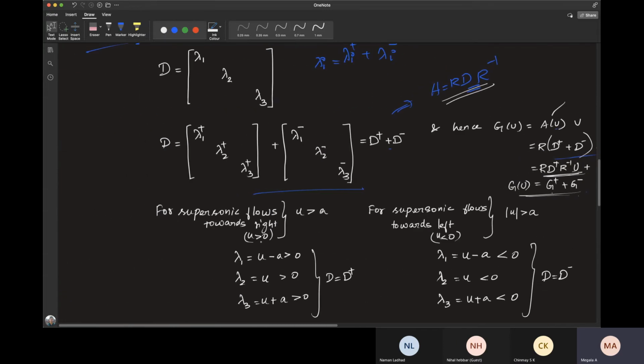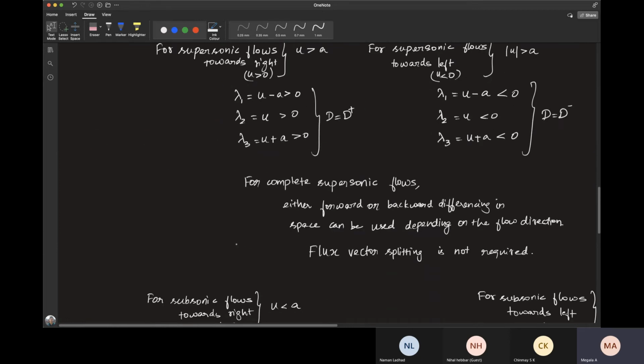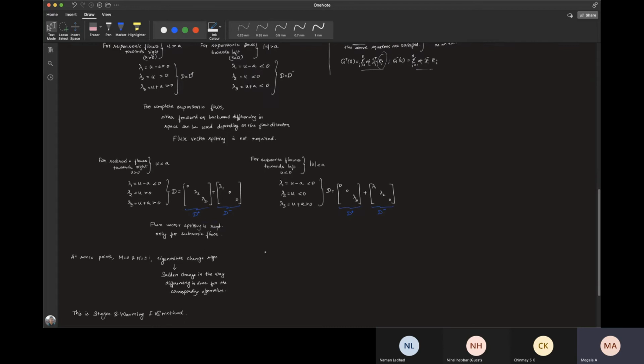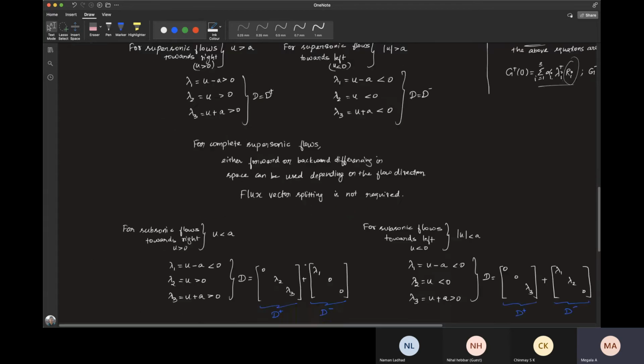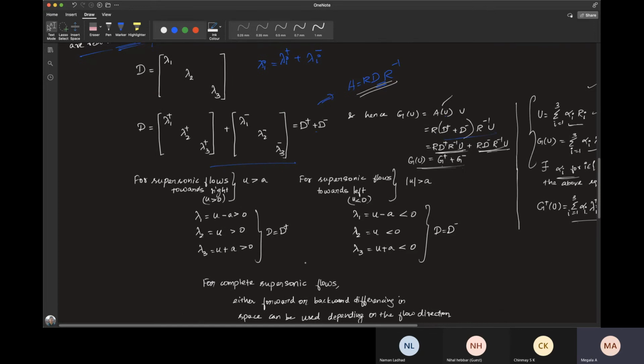Okay. Yeah, this is Steger-Warming flux vector splitting method, but we have more arguments to do. Yeah. So now let us look at the supersonic flows.